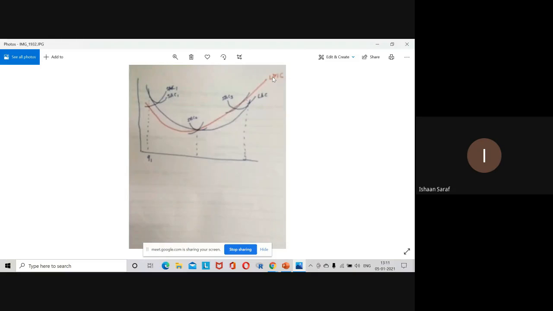And ma'am, is it that LMC cuts the LAC from its minimum point? That is what I'm saying. All the properties are there, same properties. SMC intersects SAC at its minimum. LMC also intersects LAC at its minimum. U-shaped. Everything is the same, but the derivation is something different.